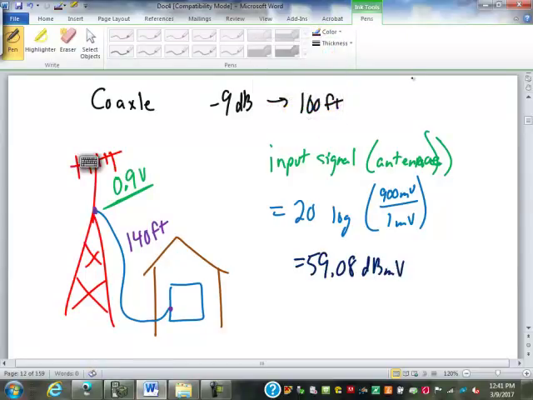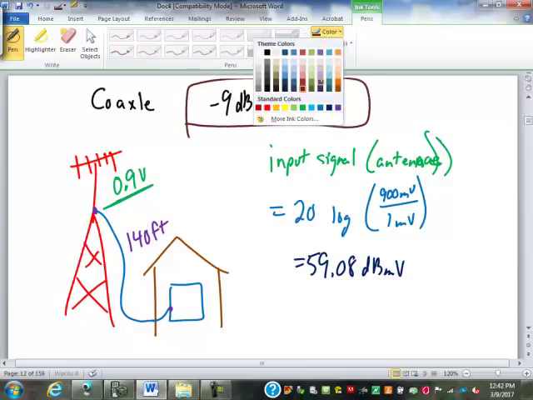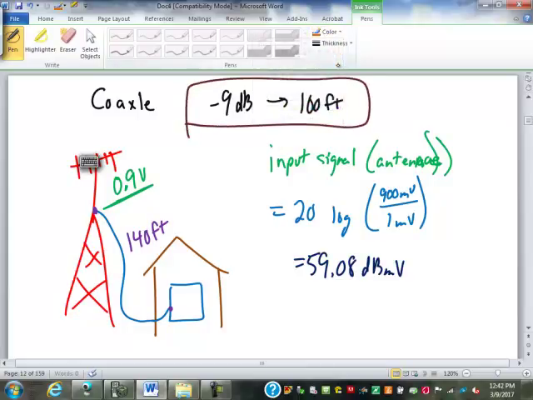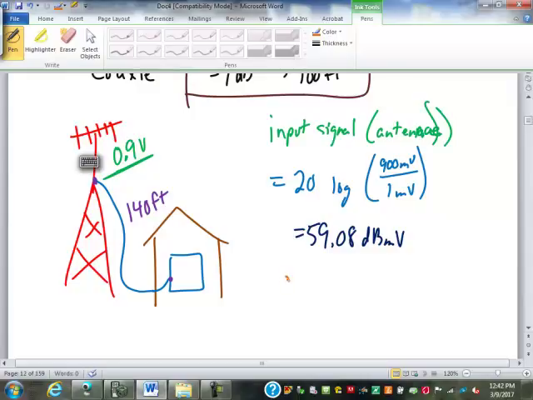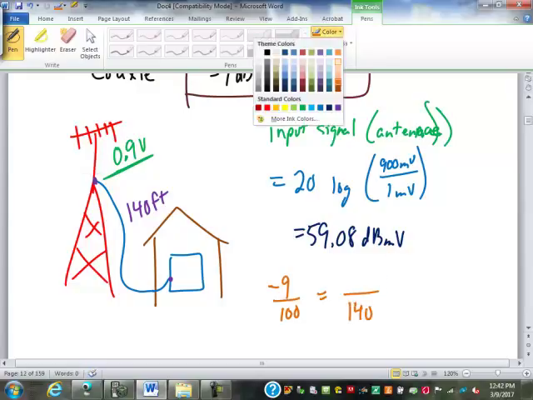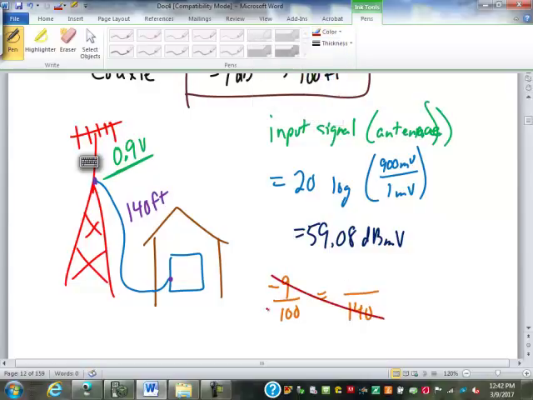And it's labeled dBmV because that's how it's calculated, but it still works like any other decibel. So we've got this 9 decibel loss per 100 feet of cable, and we have 140 feet of cable. So it's a negative 9 per 100 feet. How much is that going to be for 140? Well, we'll cross multiply and divide here. Negative 9 times 140 divided by 100 is going to be what, 12.6? Negative 12.6, I believe. dB.